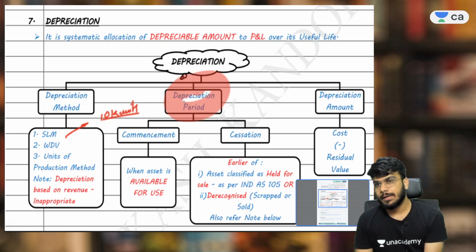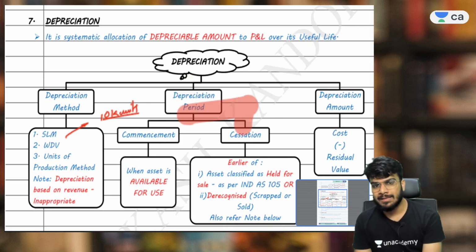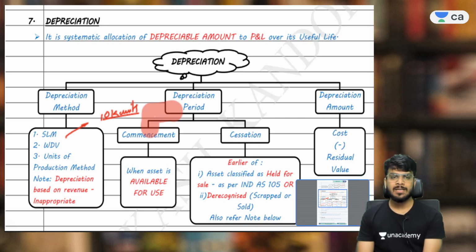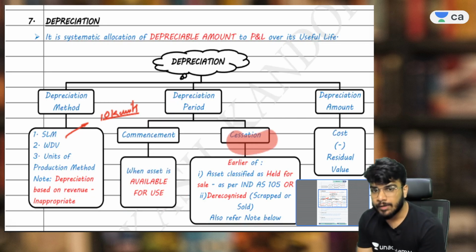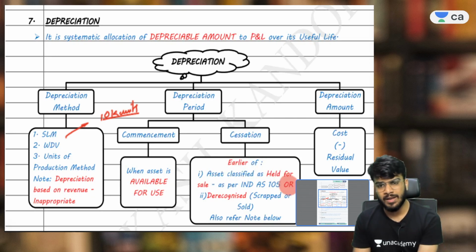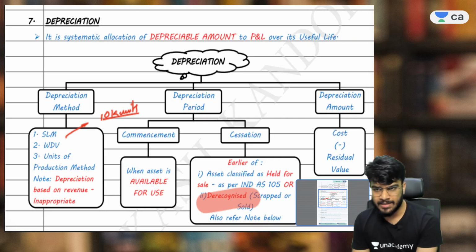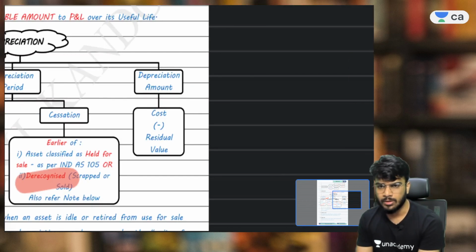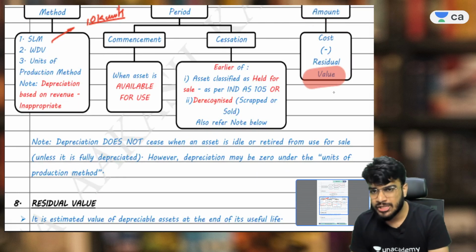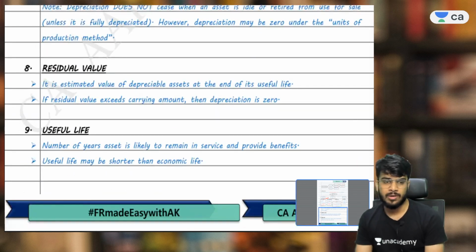Next point is depreciation period: commencement and cessation. When will you commence the depreciation? It will be commenced when the asset is available for use. And what about cessation? It will cease at the earlier of when it is classified as held for sale as per Ind AS 105, or when the asset is de-recognized, that is, the life is over or it is sold. What will be the depreciation amount? Cost minus residual value. You will depreciate maximum to the extent of residual value. That is what it is trying to say here.